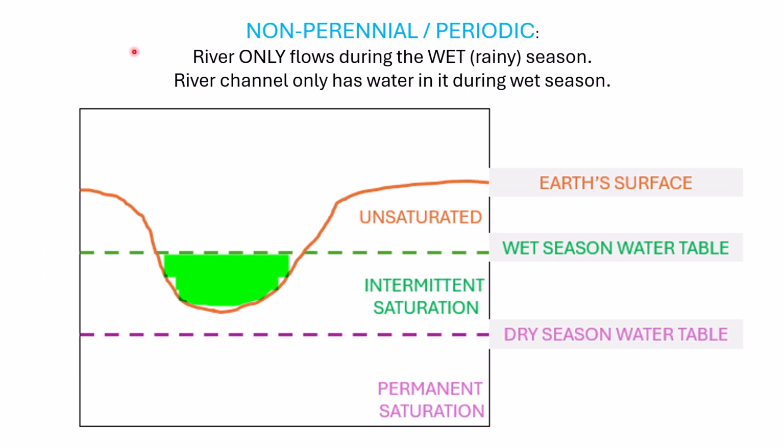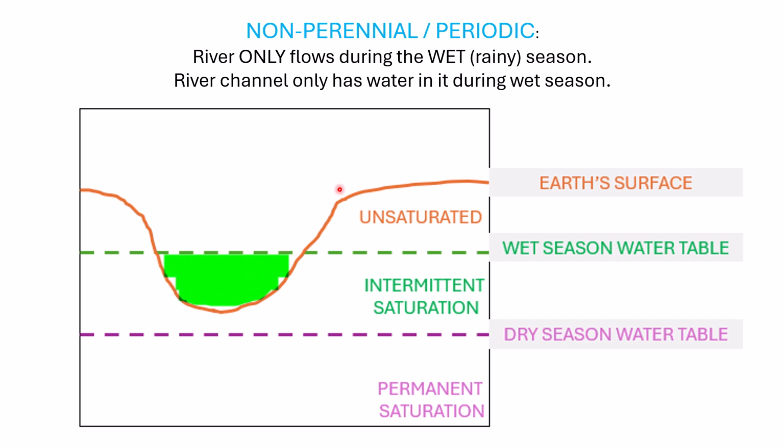A non-perennial river, also called a periodic river, is a river that only flows during the wet season or the rainy season. Such a river channel only has water in it during the wet season. The reason for that is because the river channel only intercepts the wet season water table. The dry season water table, the area where there is permanently water in that part of the earth, is below the base of the river channel, and hence this river only has water in it during the wet season.